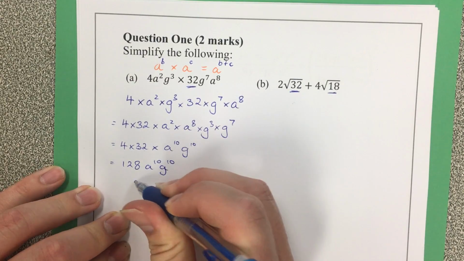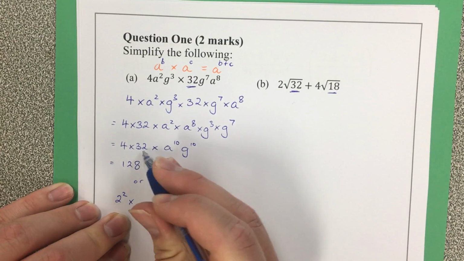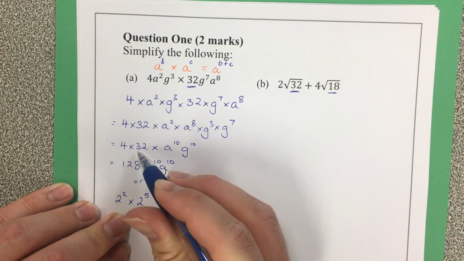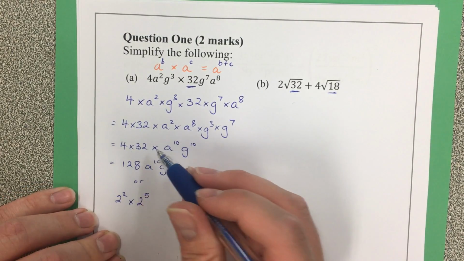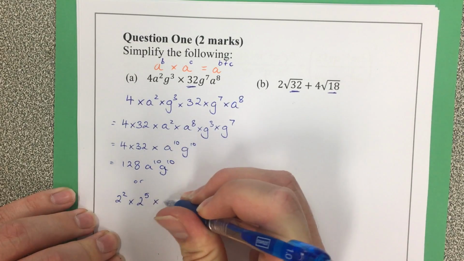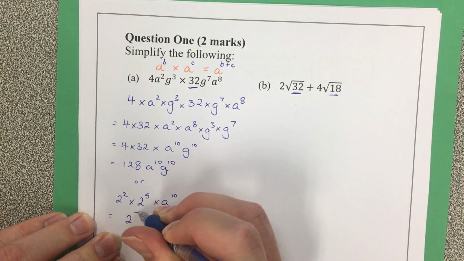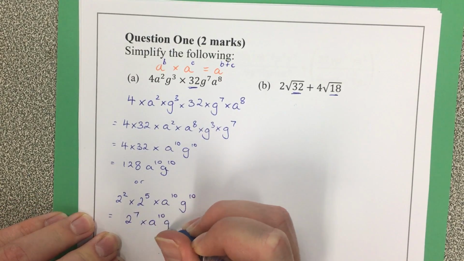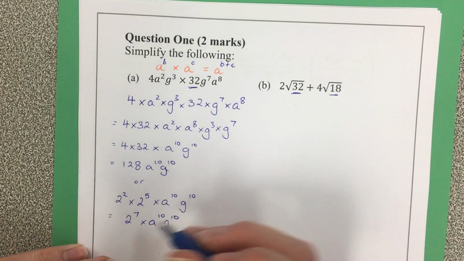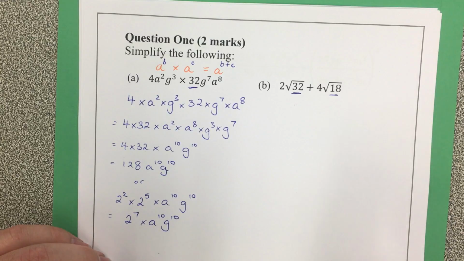G10. Or you could have had 4 was 2 squared times by 2 to the power of 5, because 32 is 2 times 2 times 2 times 2 times 2. And this would have been 2 to the power of 7, which I would have also accepted, which you can turn into 128.